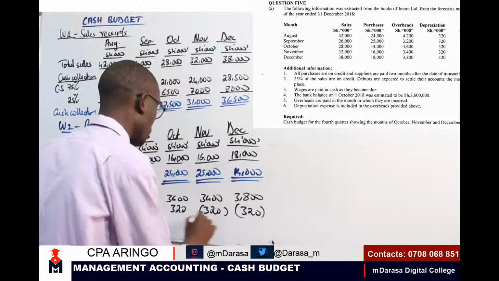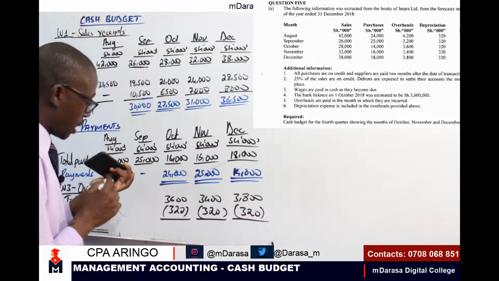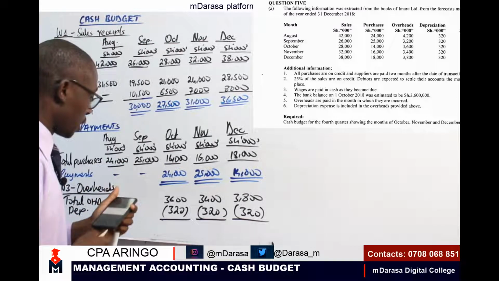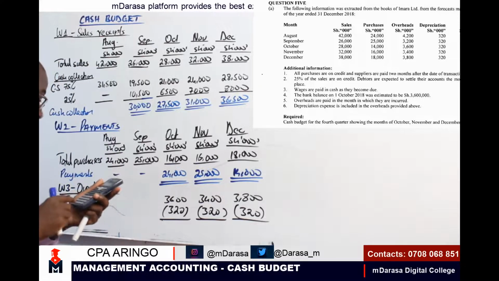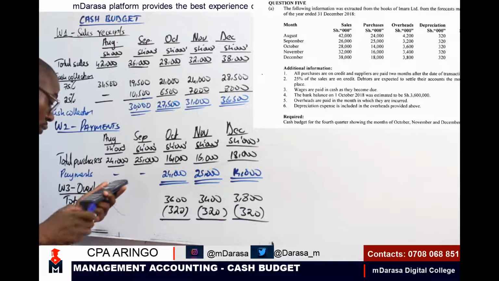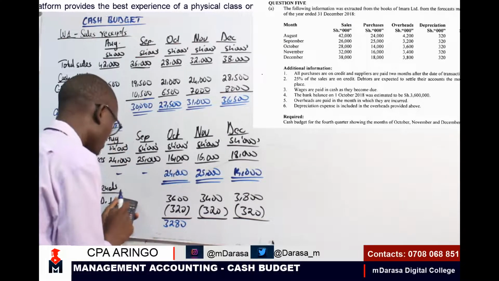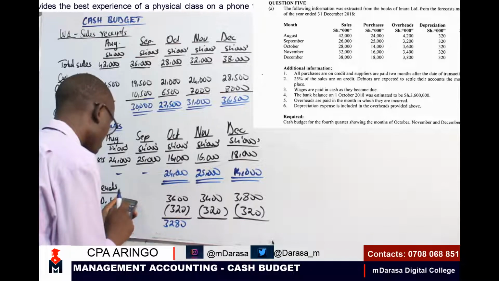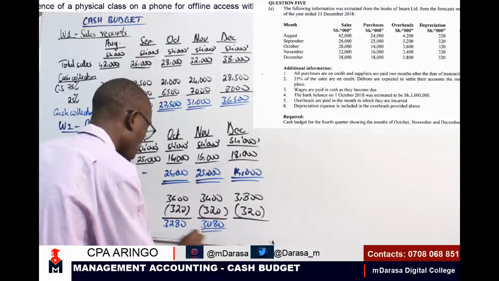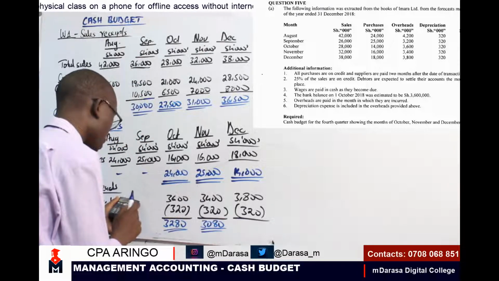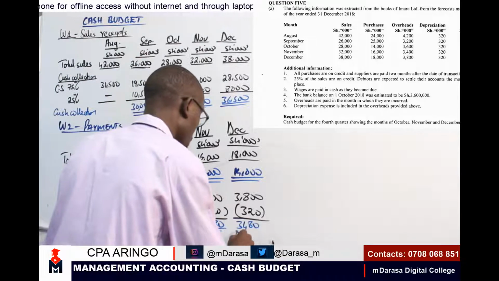So my good student, if I was to talk of the overheads that we paid in cash, what will we be having? I should be talking of 3,600 minus 320 to give us 3,280. Then 3,400 minus 320 to give us 3,080. And lastly, 3,800 minus 320 to give us 3,480. So that is what we should have.